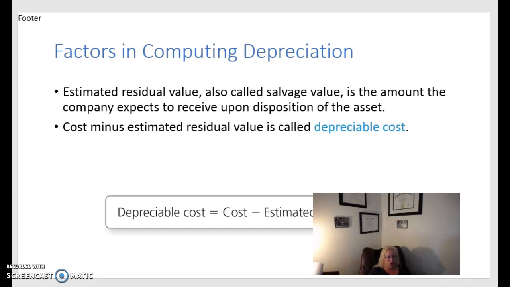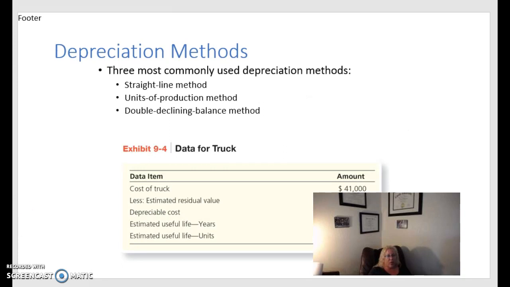The depreciable cost is the cost of a plant asset minus its expected residual value. There are three common depreciation methods: straight-line method, units of production depreciation, and double declining balance depreciation.